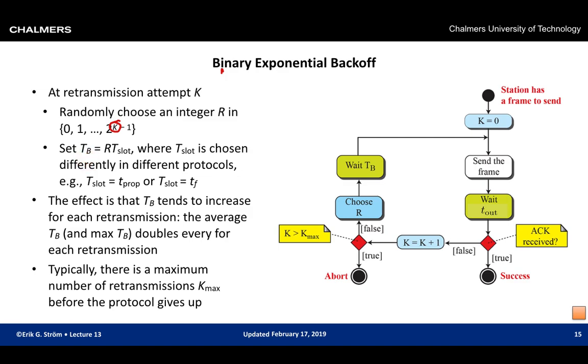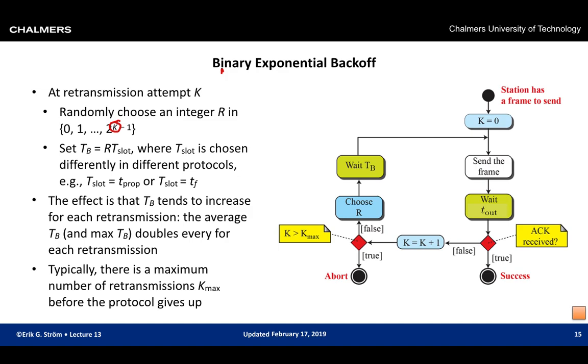So the effect is that TB, the back-off time, tends to increase for each new retransmission. As K increases, the maximum value of R increases, and therefore the maximum value of TB increases, which means that the realization of TB, the randomly chosen time, tends to increase as K increases. So the average value of TB and also the maximum value of TB doubles each time we do a retransmission. Typically, for this to work in practice, there is also a maximum number of retransmissions before the protocol gives up. Sometimes you just give up.